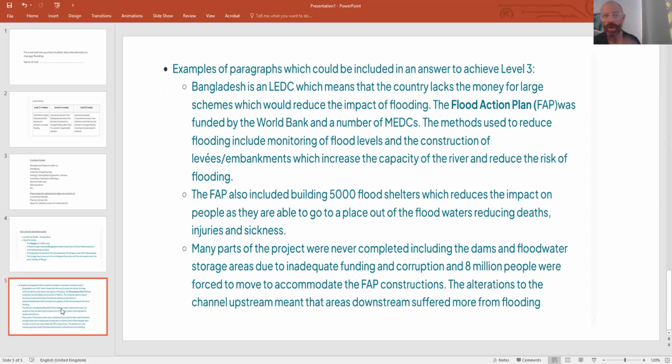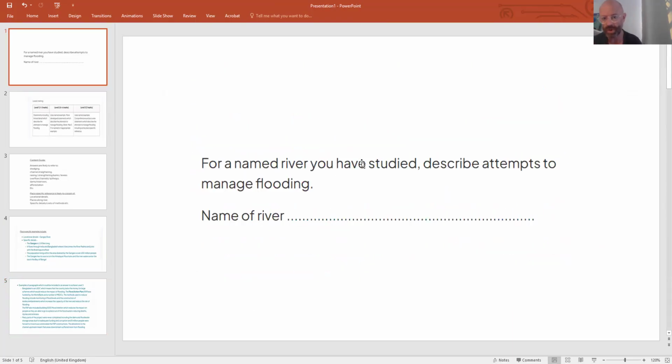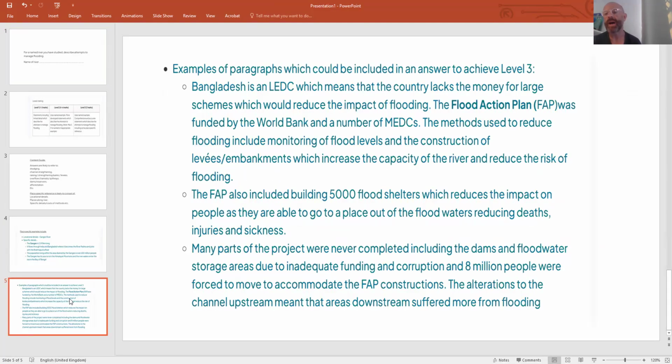Then the content to answer the question. Remember to answer the question. For an AIM review, have described attempts to manage flooding. So now, with your case study, what have they been doing on the Ganges in an attempt to manage flooding? Examples of paragraphs could be included to get maximum marks. There are three developed paragraphs there, three developed statements.